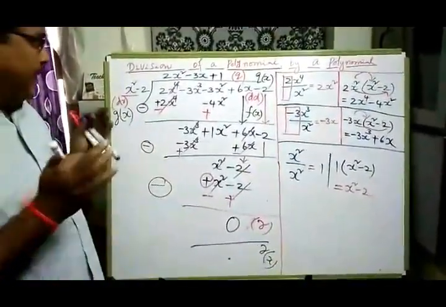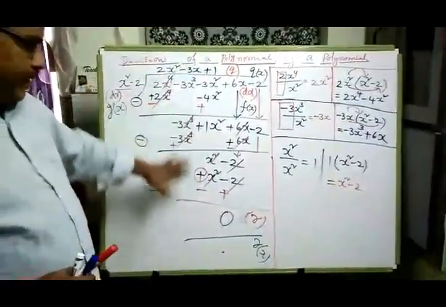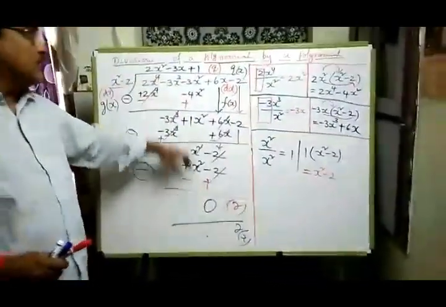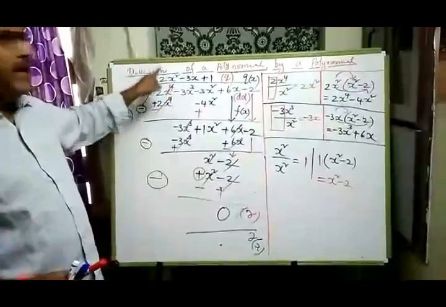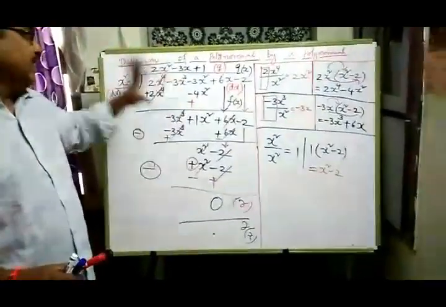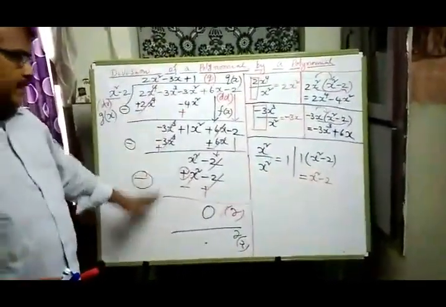I completed the division and got the answer: the remainder is equal to 0 and the quotient is equal to x square minus 3x plus 1. This is the second division in today's class.